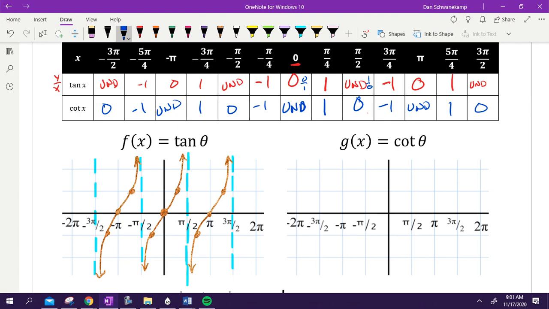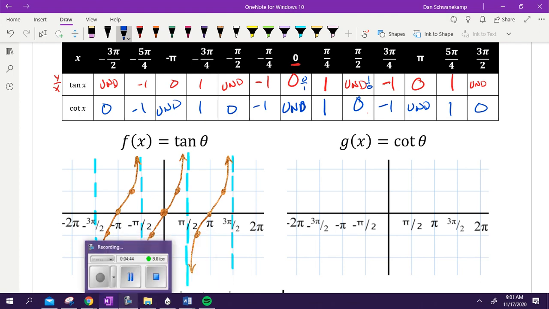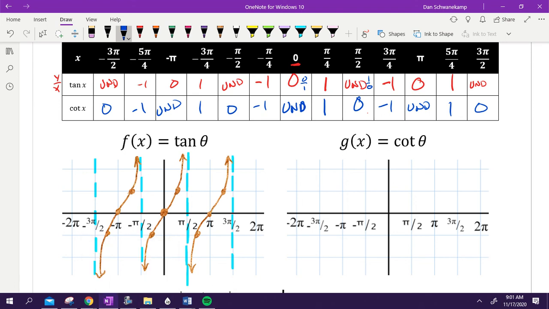Once we've got that, we're going to put it on our graph. At 0, I am going to be undefined. So right here in the middle of my graph, I'm going to have a vertical asymptote line. At pi over 4, I'm going to be at 1. At pi over 2, I'm at 0. At 3 pi over 4, I'm at -1. And then at pi, I have another asymptote line. And at 2 pi. And at -pi. And at -2 pi. Make your dots.